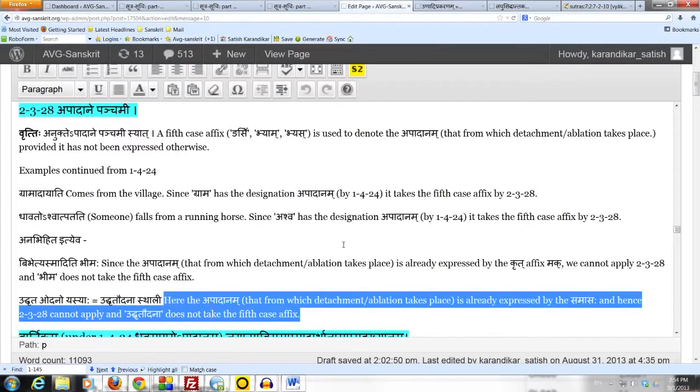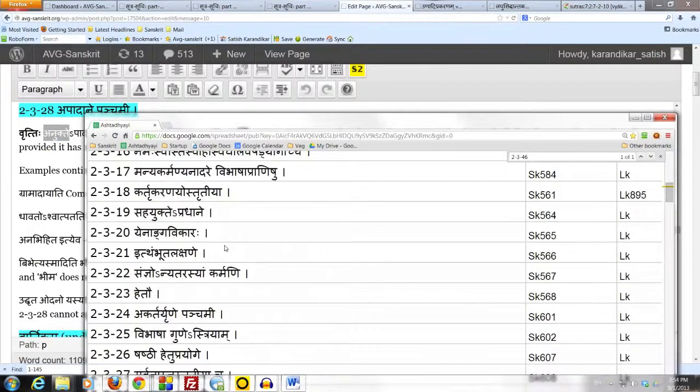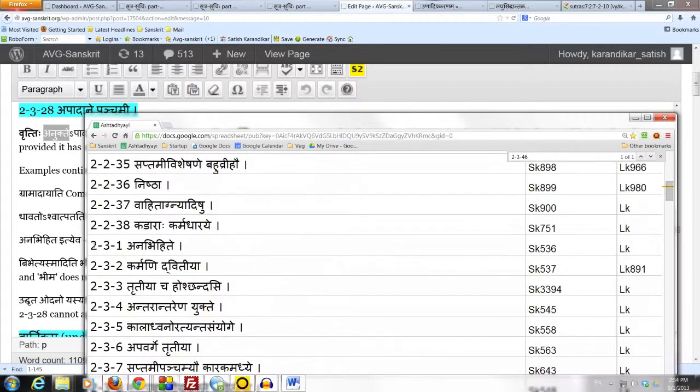The point to remember is that to apply 2.3.28, the apadana karakam should be anabhitam. It should be unexpressed by anything else. Only then we can use the fifth case affix to denote the anabhitam apadanam.